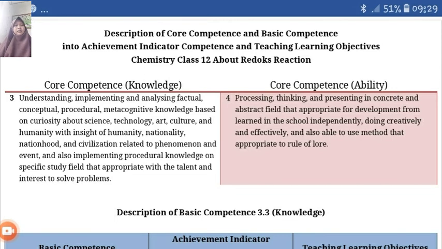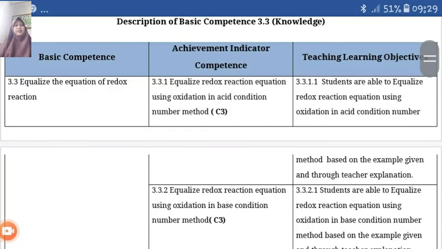And then the next is the description of basic competence for the knowledge dimension. In our group, the basic competence is 3.3, equalize the equation of redox reaction. For the achievement indicator competence, we have 3.3.1, equalize redox reaction equation using oxidation number in acid condition.